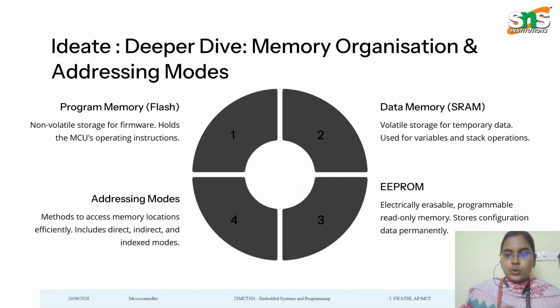So what is the next step? We have program memory, that is nothing but flash, which is a non-volatile storage for the firmware, and this acts as the MCU's operating instructions. Next, data memory, addressing modes, and EEPROM. So these are the types of memory, and these memories play a vital role because storing the data and executing the data reflects in the system's performance.